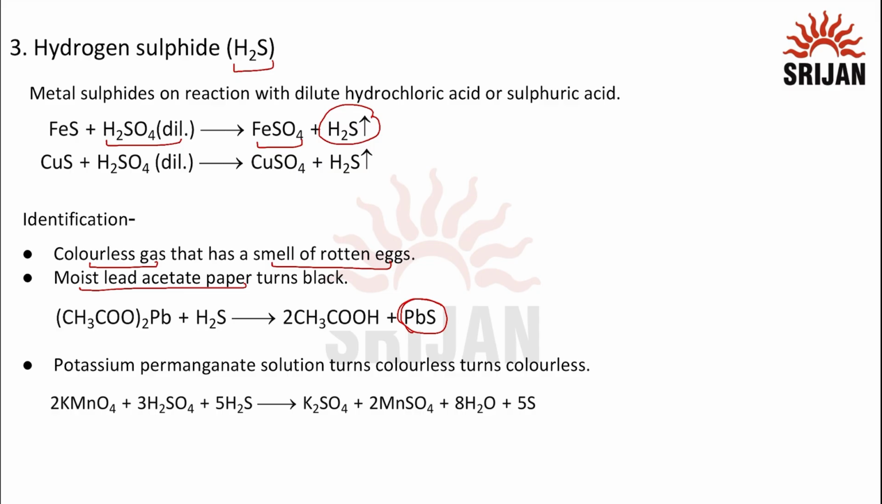The last point of identification is that we know that KMnO4 is initially pink colored, but when you acidify it with H2SO4 and it undergoes reaction with H2S, it will result in a colorless solution.